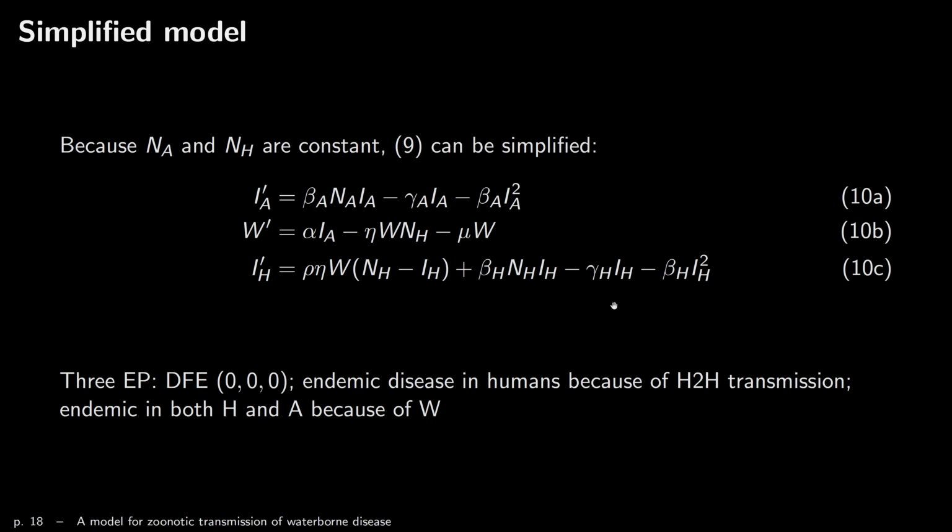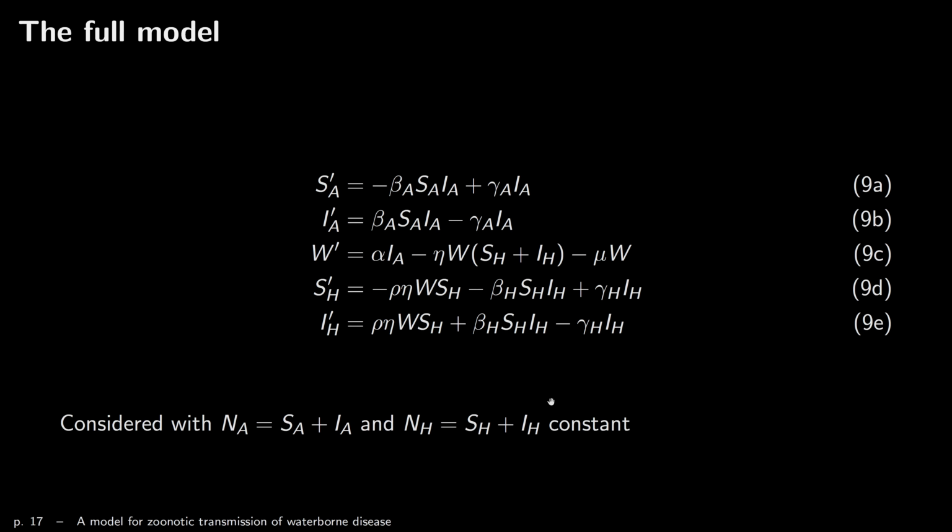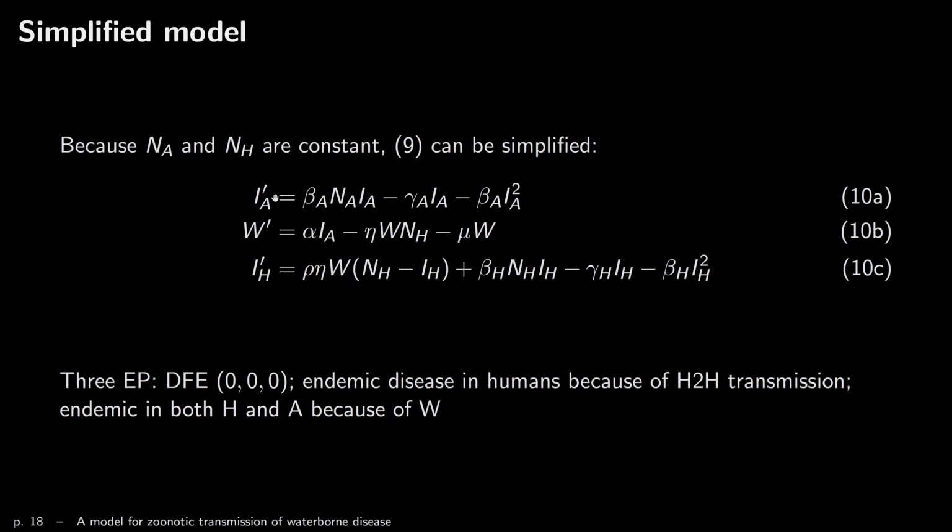So essentially what they do is they exploit the fact that the total population of humans and animals is assumed to be constant, and therefore they simplify this model and they write it in a way that there's only 3 equations.